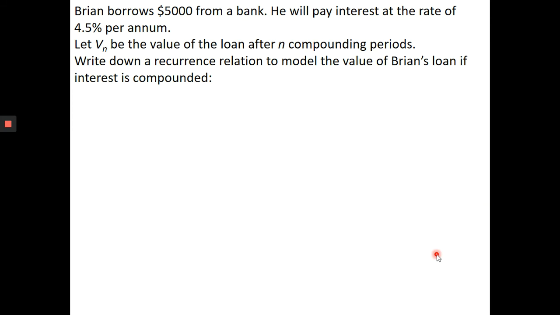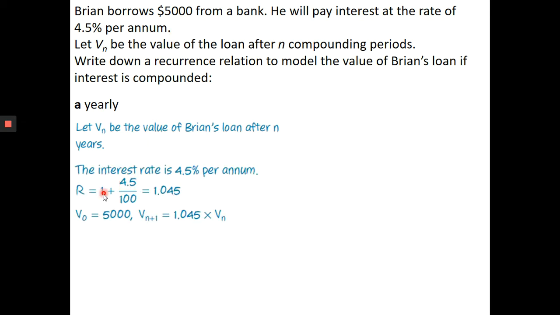Brian borrows money from a bank, 5 grand. He's going to pay interest of 4.5%. Write down the recurrence relation. It's done yearly. So per annum means per year. So at the moment, it's 4.5% per year.